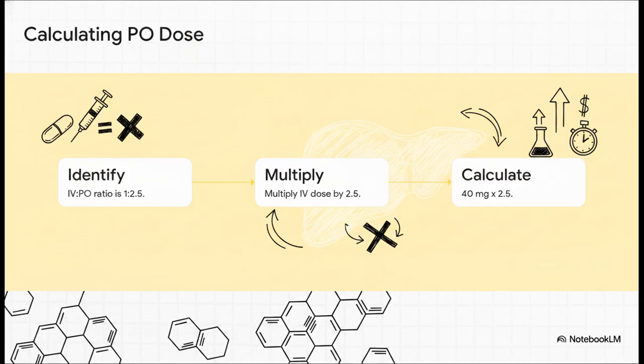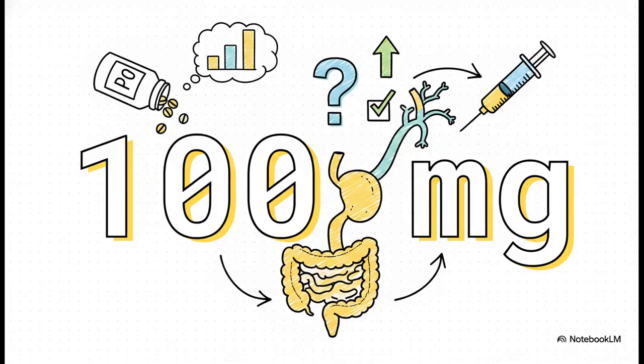Step 1, we identify our baseline ratio. For metoprolol, the IV to PO ratio is 1 to 2.5. This means the oral dose actually needs to be 2.5 times larger than the IV dose due to first-pass metabolism in the liver. Step 2, we translate that ratio directly into multiplication. And step 3, we simply calculate 40 milligrams times 2.5. And that gives us 100 milligrams of PO metoprolol.